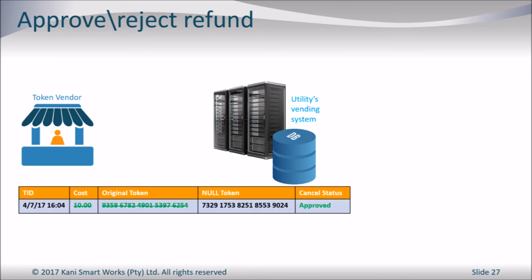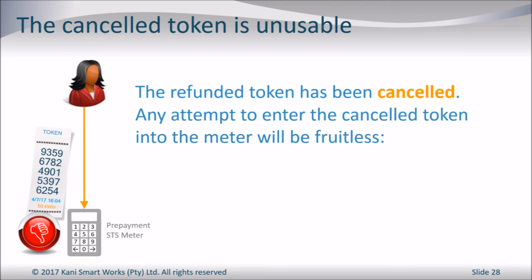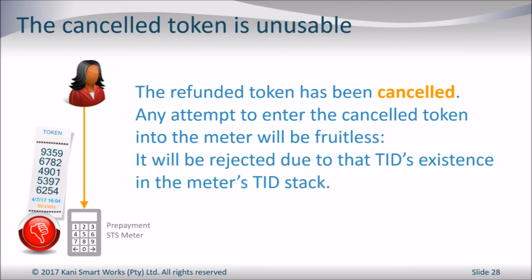So the final step of the refund request initiated by the token vendor is to send the refund response, and this of course will be either approved or rejected based on the status of the NULL token. The refunded token has been cancelled, and any attempt to enter the cancelled token into the meter will be fruitless. It will be rejected due to that TID's existence in the meter's TID stack.